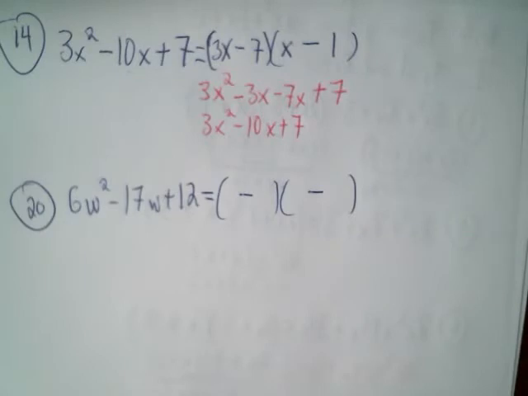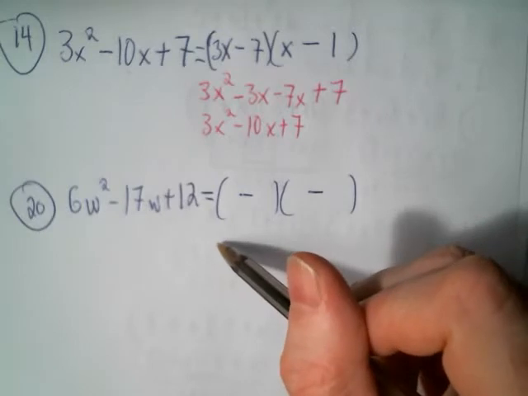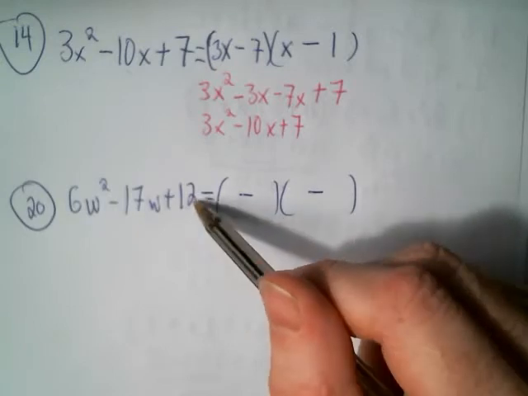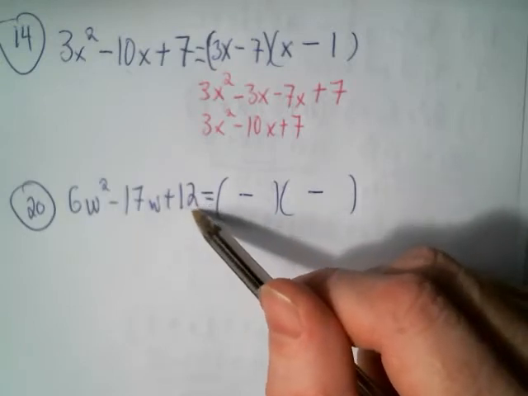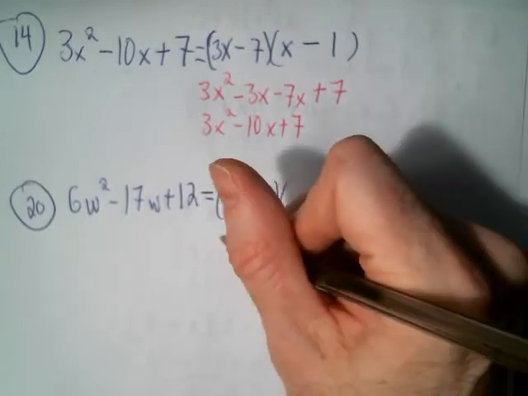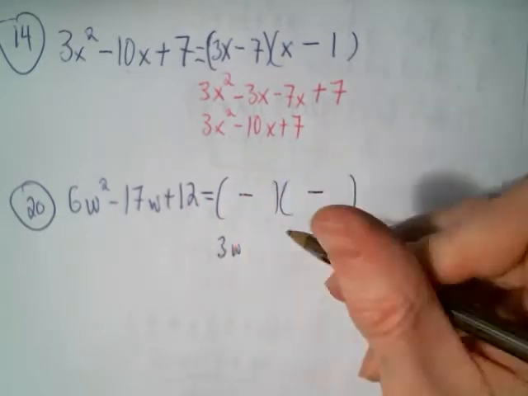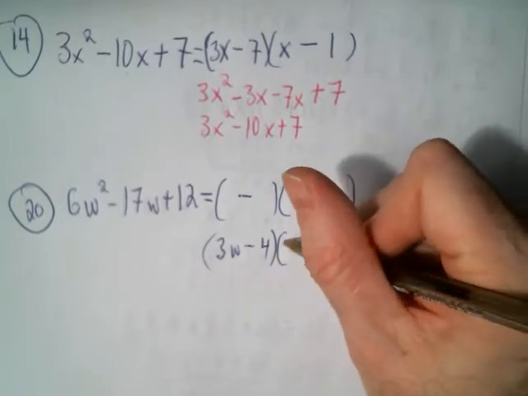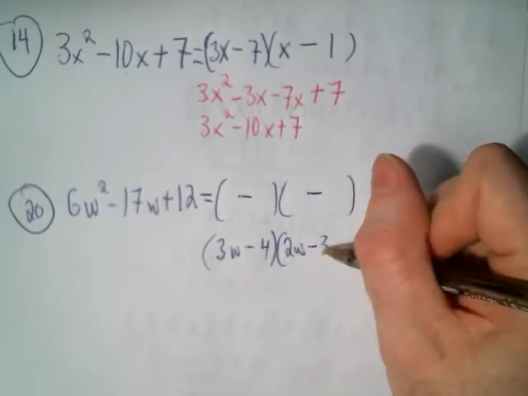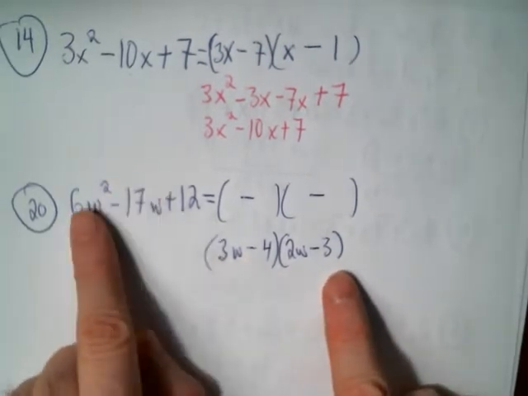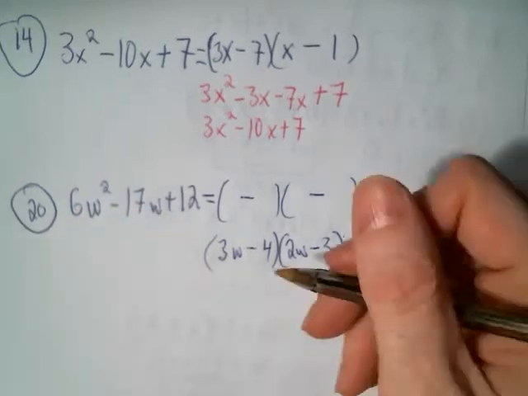Okay. And then we need to get our numbers. So if you use one as 12, and you use the other one as 6 and get 18, that's not going to work. Probably 4 and 3 will have to be the deal. I mean, it's just kind of guesswork. Let's try 3w minus 4, and then 2w minus 3. Okay, so we note 6w squared and plus 12. If nothing else, we got this one and this one. We just need to make sure the middle part works.